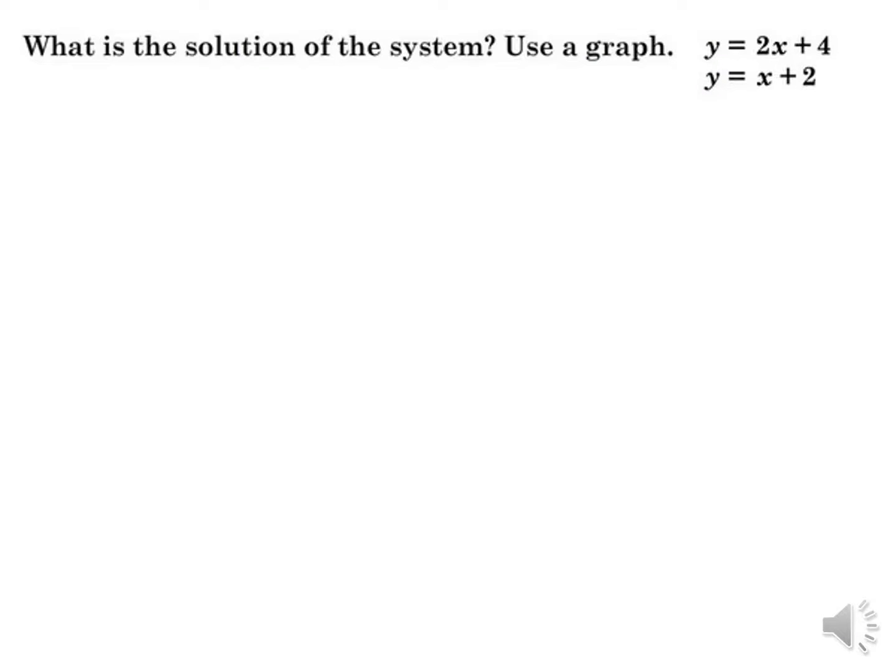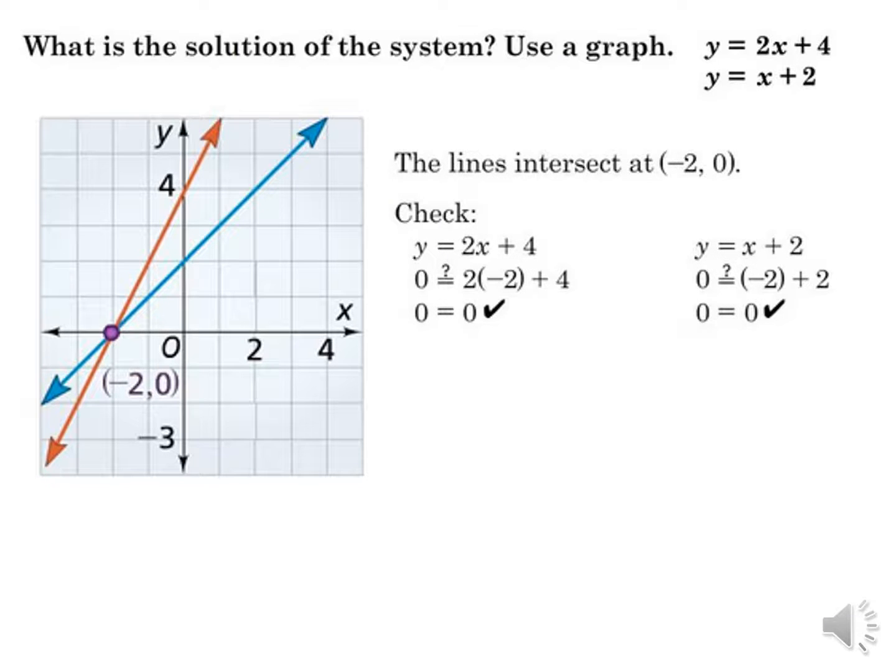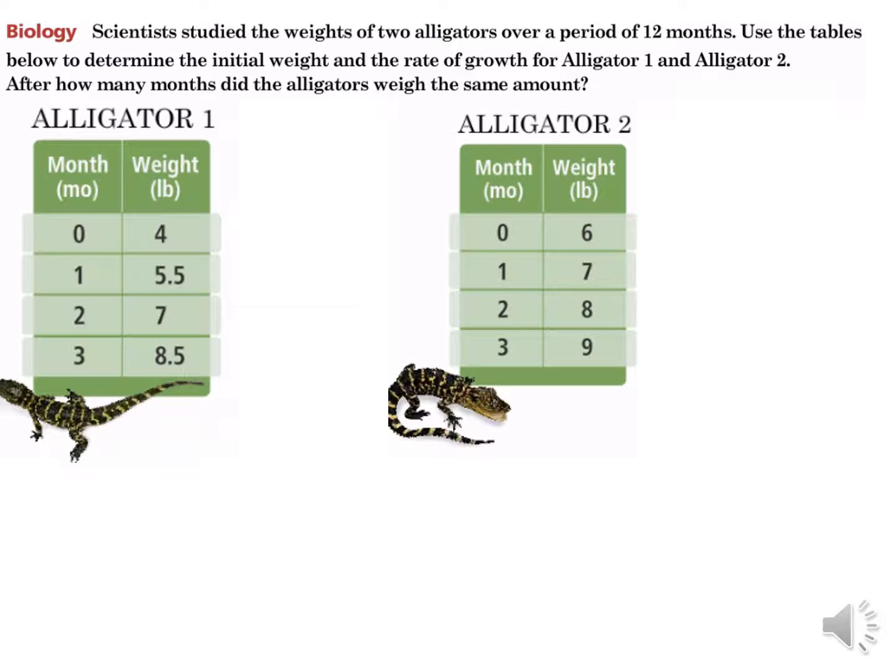What is the solution of this system? Use a graph. Same thing, we have a y-intercept and we have a slope for each one. And if you graph them, they're going to intersect right here at (-2, 0). So when you plug -2 in for x and 0 in for y, you will see that it does work in both equations. So the solution to the system is (-2, 0).